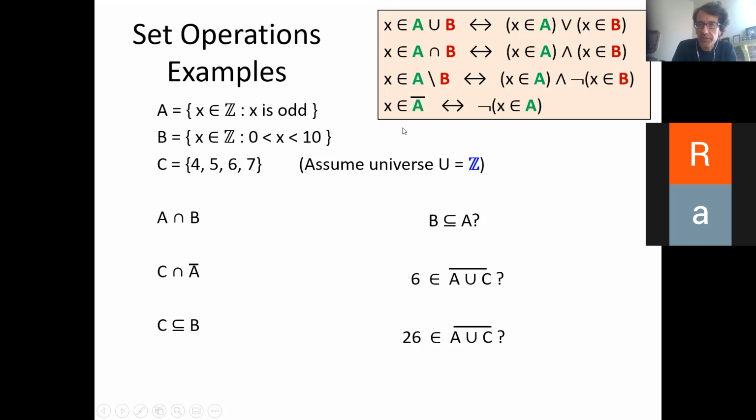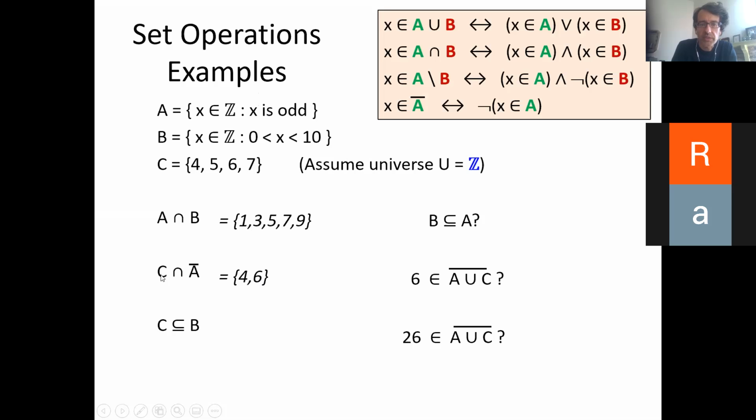Okay, here's a cheat sheet. The intersection is a conjunction of these two predicates. So it's satisfied by 1, 3, 5, 7, 9. These are all the integers that satisfy the A set predicate and also the B set one.